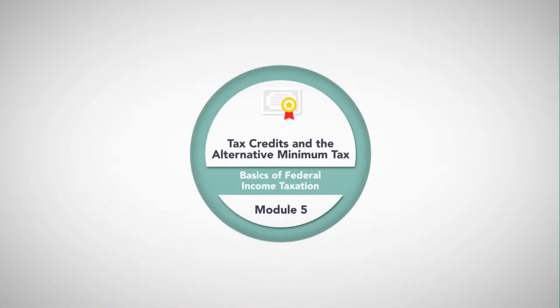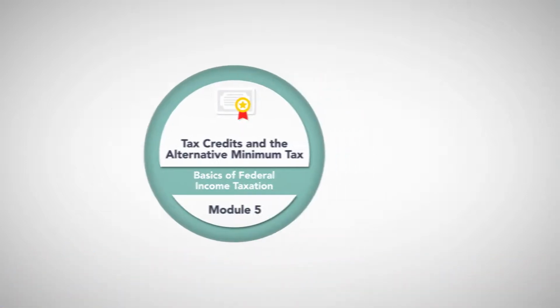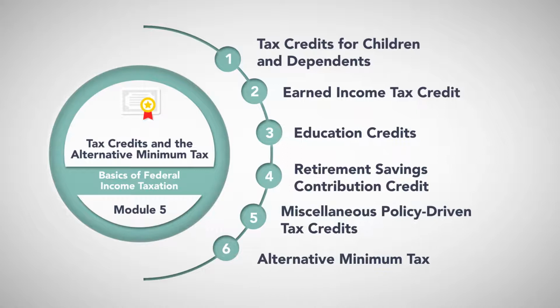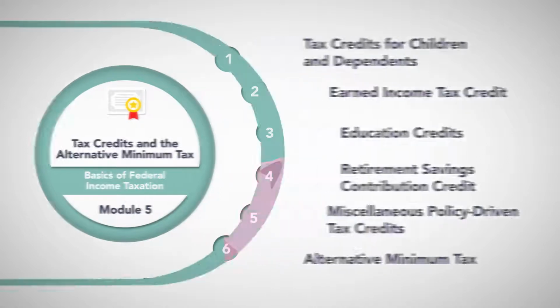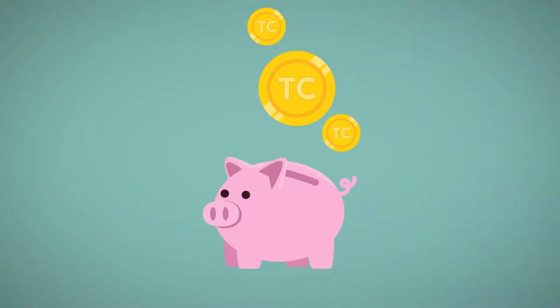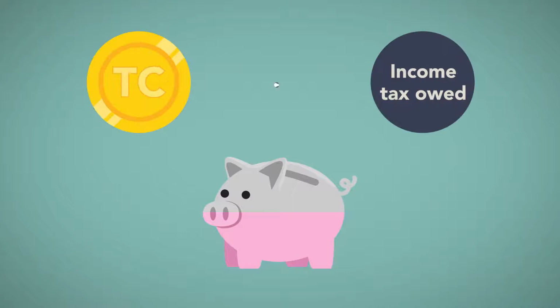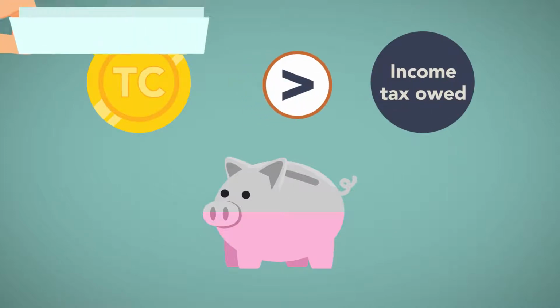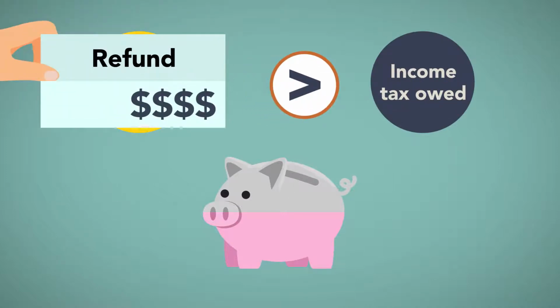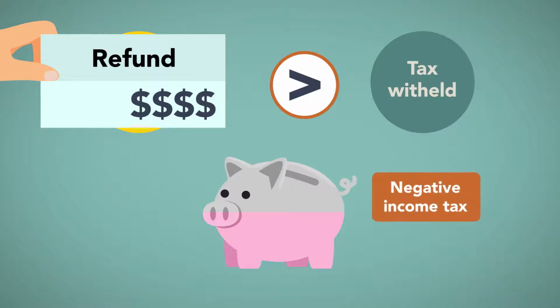Module 5. Tax Credits and the Alternative Minimum Tax. Tax credits are expenses that reduce the income tax the taxpayer pays on a dollar-for-dollar basis. If the credits are greater than the income tax owed, the taxpayer may receive a refund greater than the total amount of tax withheld, resulting in a negative income tax.